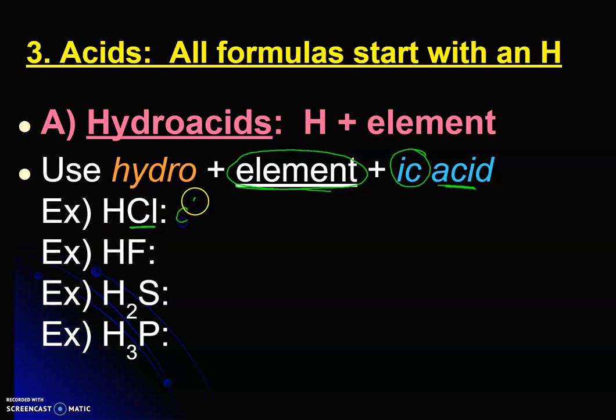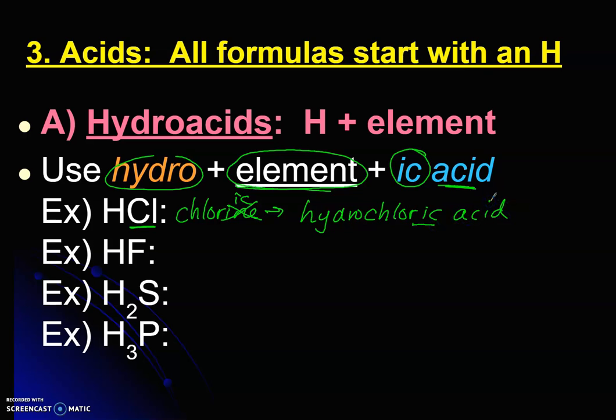Cl is chlorine. So I'm going to change the ending to ic. All right, and we add the prefix hydro. So this is hydrochloric acid. You've heard of hydrochloric acid before. HCl are actually the initials of my third child, Harrison Cade Levin. Yes, done on purpose.